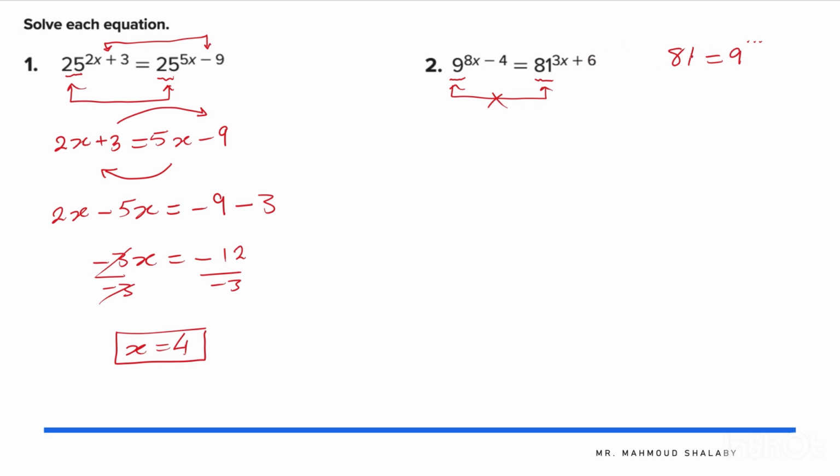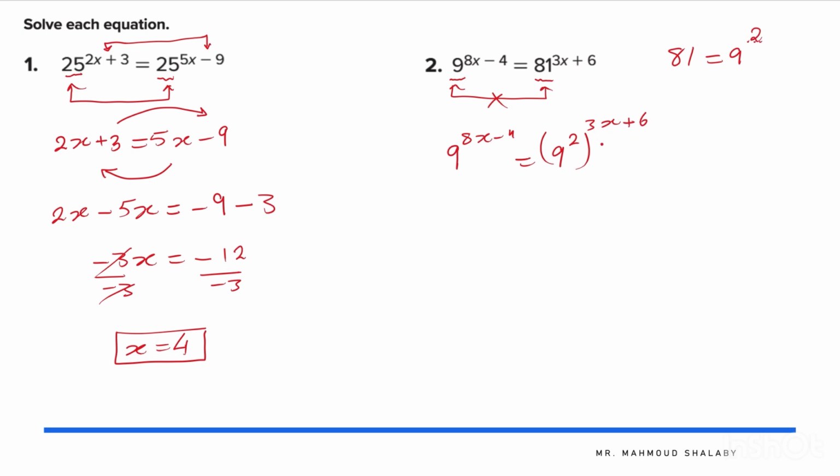So 81 of course could be written as 9 to the power of 2, correct? In this case, I will replace 81 by 9 to the power of 2 and simplify and solve the question. Let's see how it works. On the left side, I don't want to change the 9, so it will be 8x minus 4 equals, now I will replace 81 by its value 9 squared. But don't forget, when you replace this, put a bracket, then 3x plus 6 is the power for the 81, or the exponent, we will put it here.